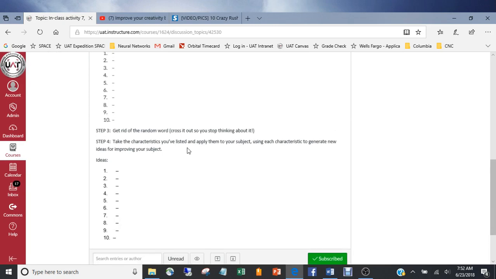All right, so that's it for the random word generator. Next time we will look at our second primary technique for our lateral thinking module.